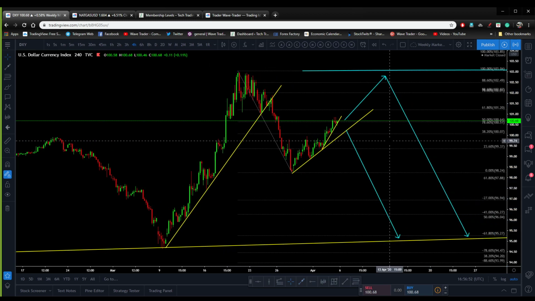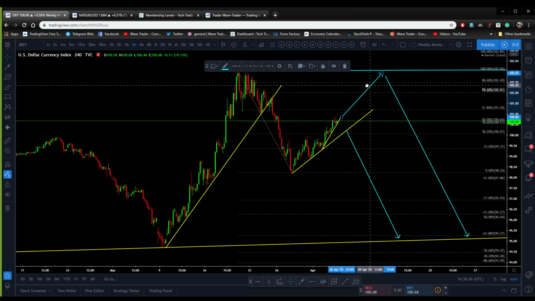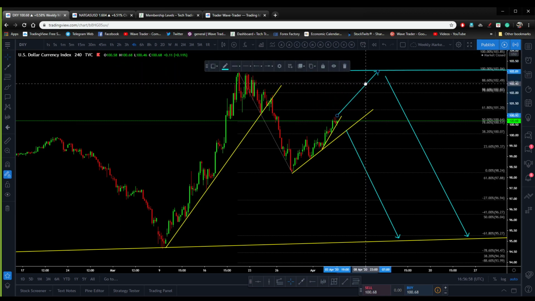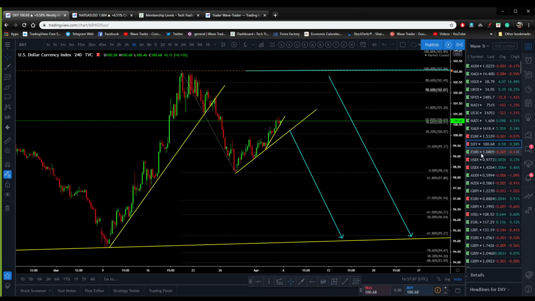That's the chart you should watch. We are not interested in this move. You are not interested in that move, but you are interested in the breakout. When the breakout happens, many dollar pairs are going to break out then. So hopefully you understand the dollar index.